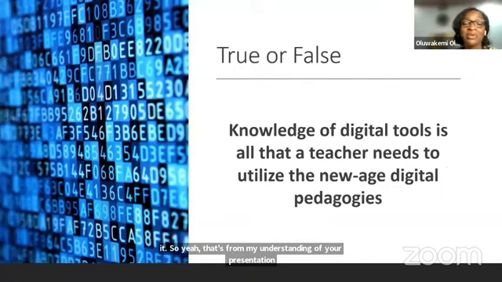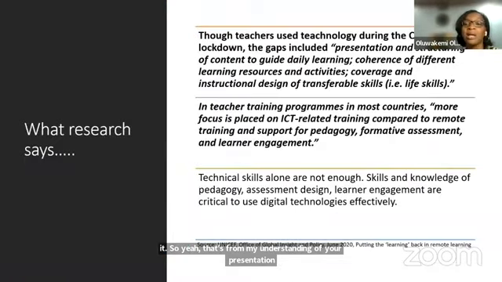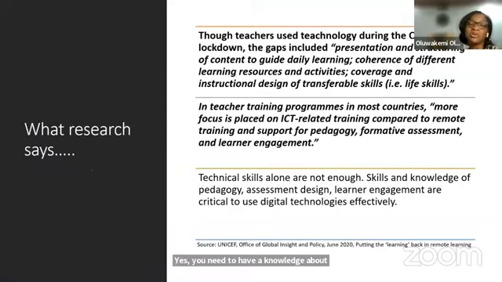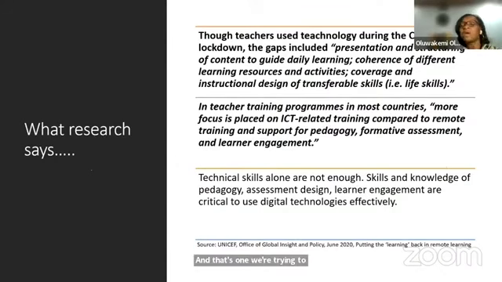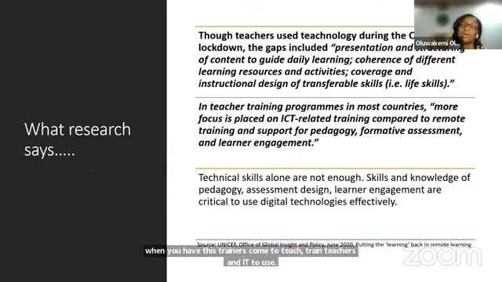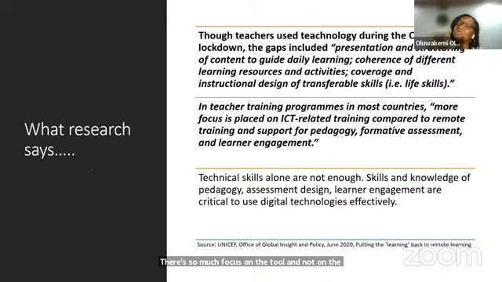Yeah, so basically that's really what it is. Yes, you need to have knowledge about the tools to even use them, but it isn't about the tools. And so we've seen where technical skills alone is not enough. And so people like us who really are in the digital pedagogy space, that's what we're trying to bridge, because sometimes when trainers come to train teachers on ICT use, there's so much focus on the tool and not on the pedagogy. And if you don't know how to actually use that tool to improve your teaching and the learning process, then you have not effectively used it.